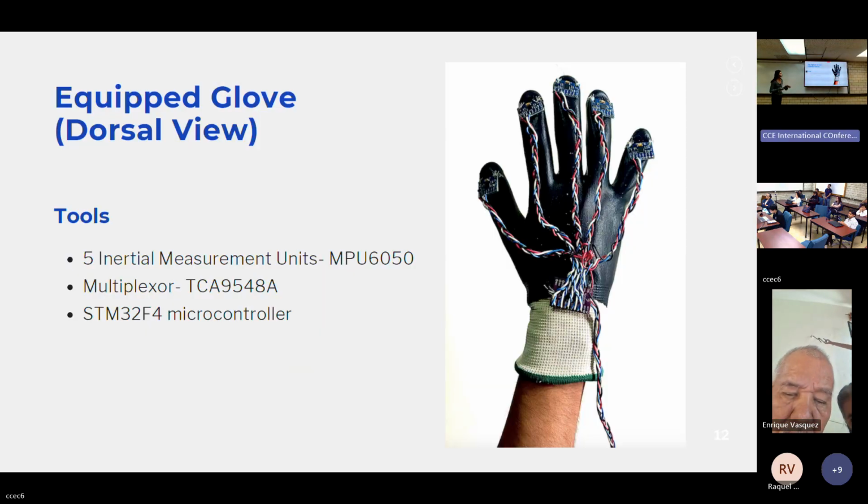Here we can see a picture of our final equipped glove in the dorsal view. This is the one we used for our project. As we can see here, we have the 5 sensors in the distal phalanges of the hand, as well as the multiplexer, and the cables that you see there actually go to our microcontroller. In our case, we decided to go with the STM32F4.